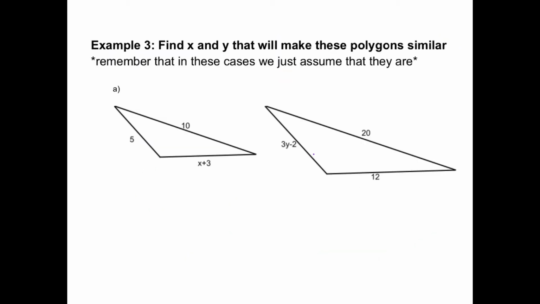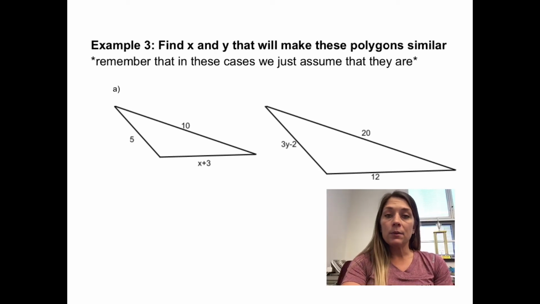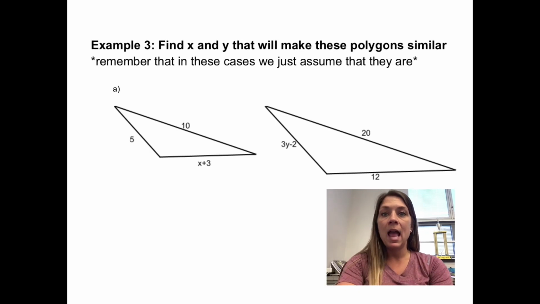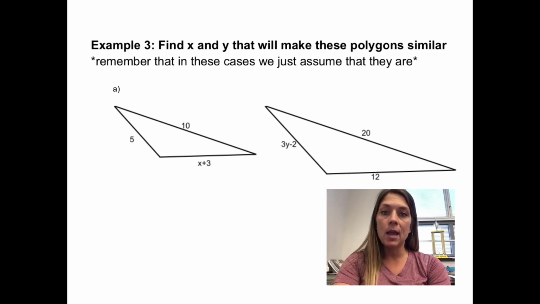Next type of problem would be finding x and y that will make these polygons similar. Remember that in these cases, we just assume that they are similar, and that would help us find the missing values. Now, what's going to be tricky about this is which proportions to set up, because you can't have one proportion equation that has an x and a y in it. If you look at this example, this side right here has an x and this one has a y. So we have to make sure that we're not picking ratios where the x and y are in one proportion equation at the same time.